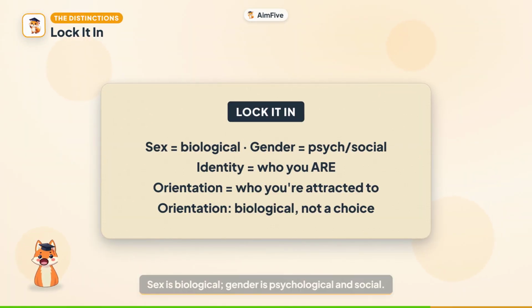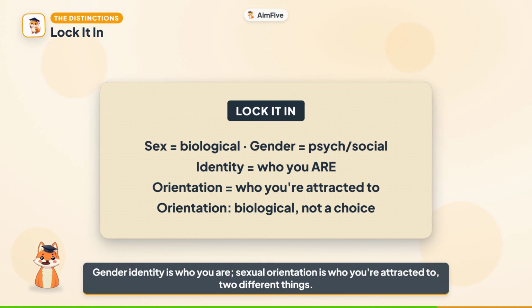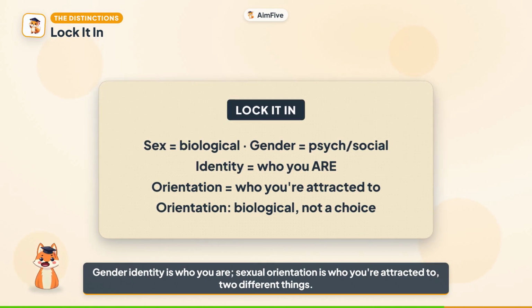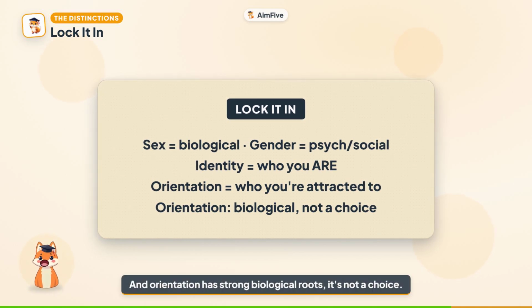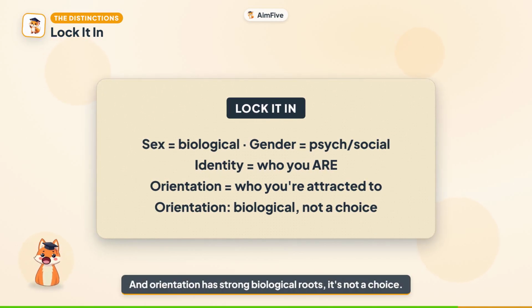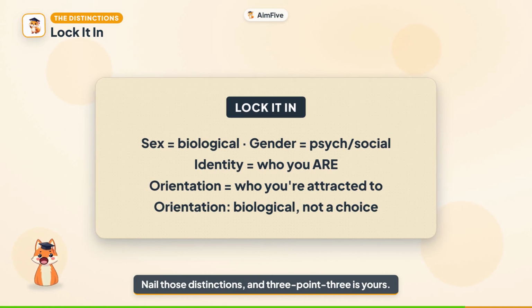Lock it in. Sex is biological. Gender is psychological and social. Gender identity is who you are. Sexual orientation is who you're attracted to. Two different things. And orientation has strong biological roots. It's not a choice. Nail those distinctions, and 3.3 is yours.